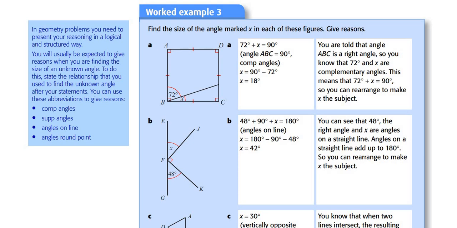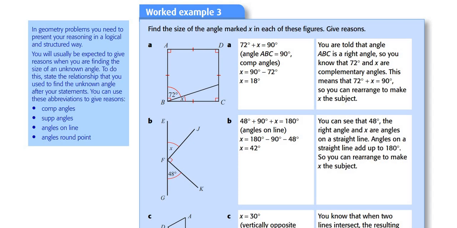In exercise B, you have x, you have this symbol that means right angle, and 48. So you know that x plus 90 degrees plus 48 degrees add up to 180 degrees because they are angles on a line.